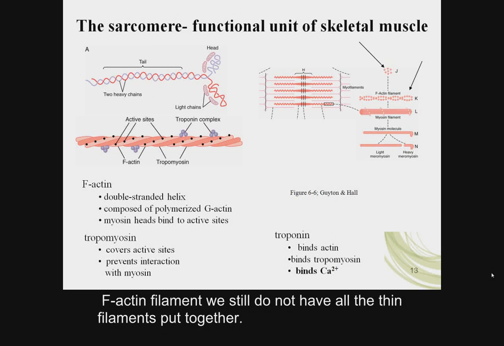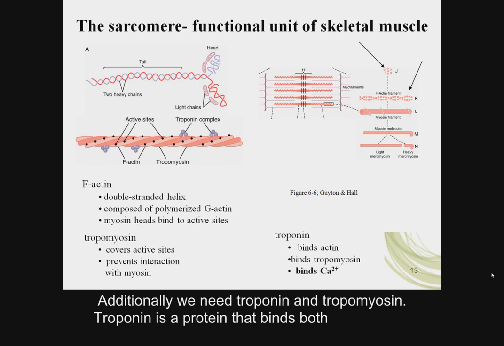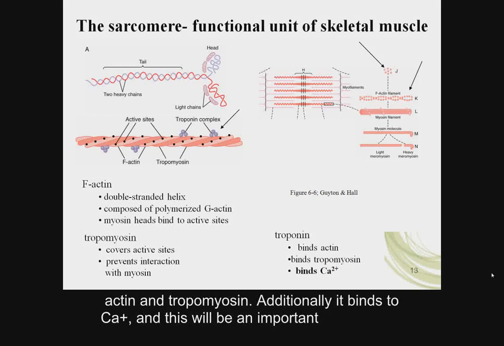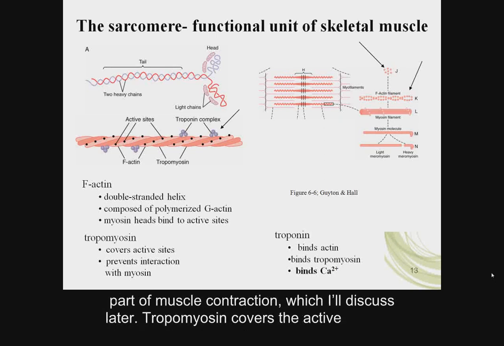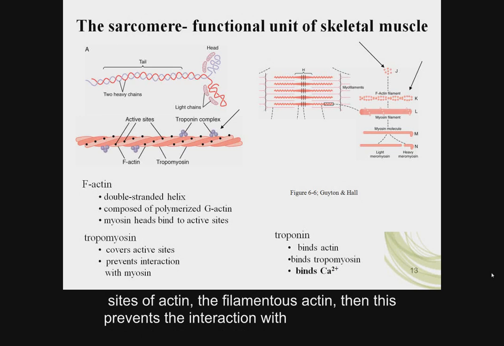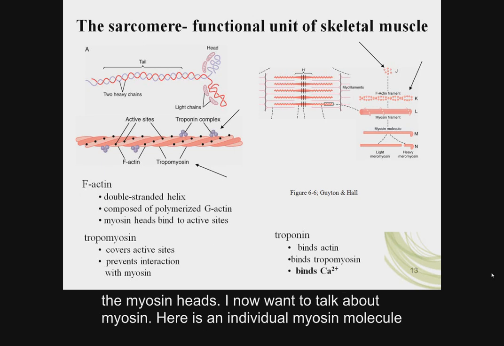Even with this long F-actin filament, we still do not have all the thin filaments put together. Additionally, we need troponin and tropomyosin. Troponin is a protein that binds both actin and tropomyosin. Additionally, it binds to calcium, and this will be an important part of muscle contraction, which I'll discuss later. Tropomyosin covers the active sites of actin, the filamentous actin. Then this prevents the interaction with the myosin heads.